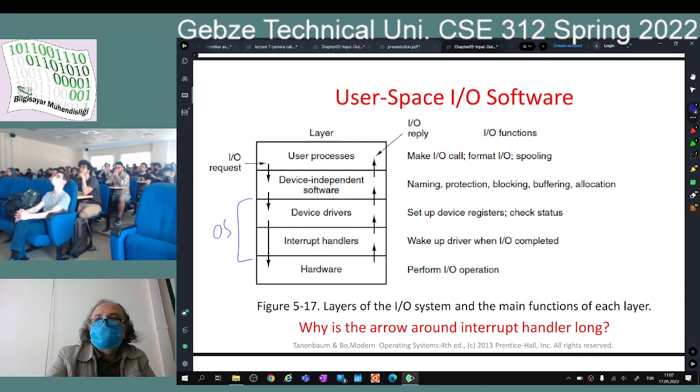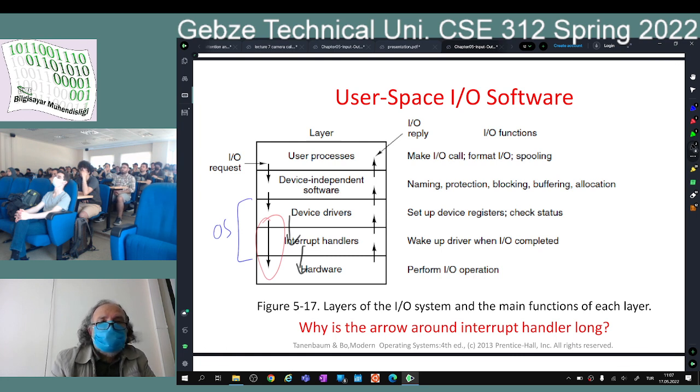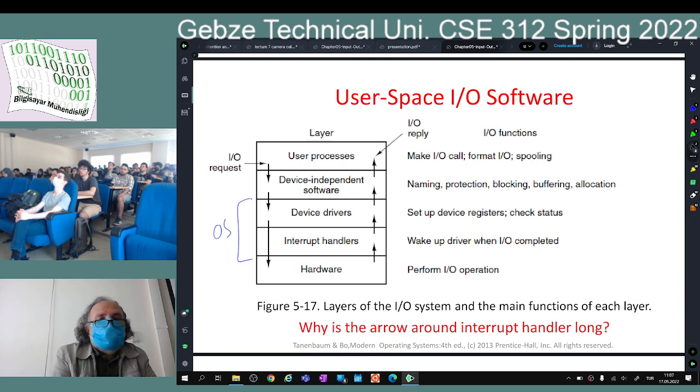Did you see this part? So this is a longer arrow. We don't have a structure like this, where there is an arrow here and another arrow there, right? Do you know why? Can you guess why? It's just one big arrow. That means that device drivers don't talk to interrupt handlers when they are trying to do something with the hardware. But the opposite way, device drivers get their data from the interrupt handlers.